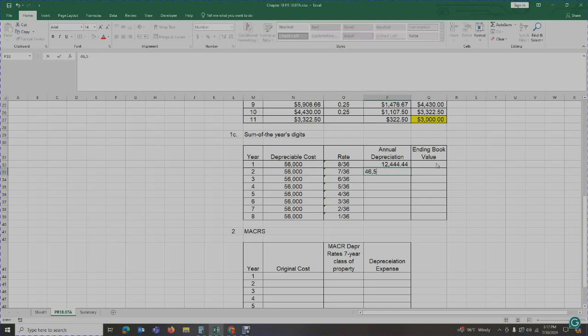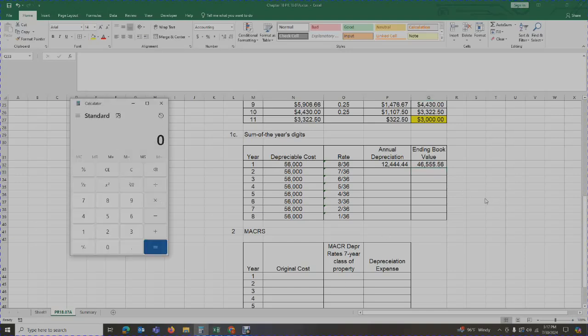46,555.56. Oh, sorry about that. It moved. Okay, 46,555.56. So once again, that is very important because that is what throws students off. What they tend to do is get the 56,000 minus the annual depreciation. That's not going to give you the right amount.